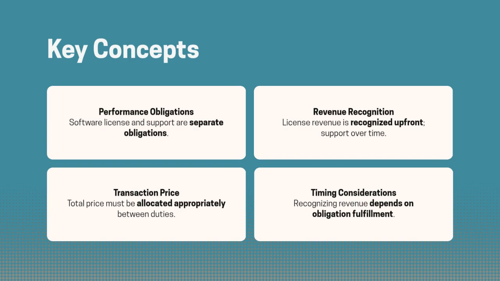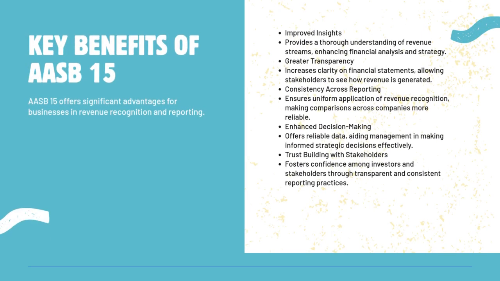So, what's the big takeaway for businesses operating under Australian accounting standards? AASB 15 provides a robust framework that enhances the consistency and comparability of revenue reporting. While it can be more complex in some situations, particularly for contracts with multiple elements or variable consideration, it ultimately aims to provide a clearer picture of a company's financial performance.